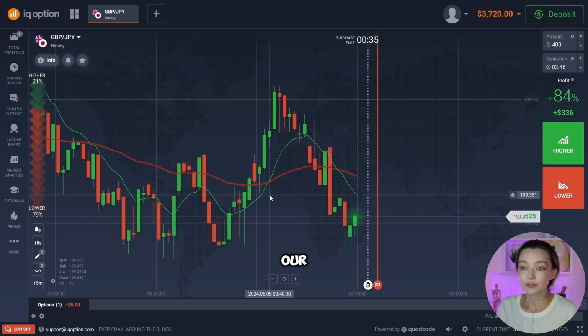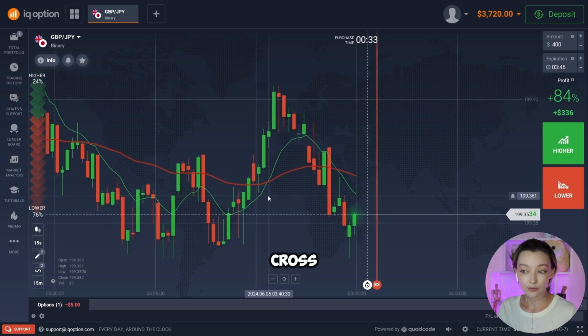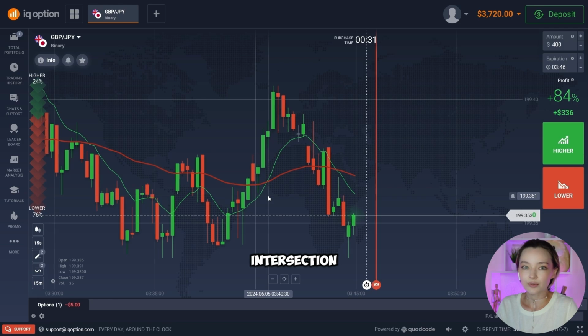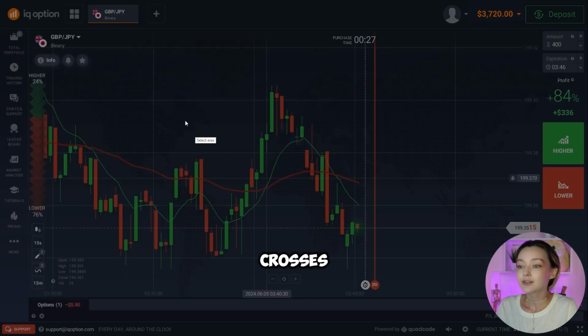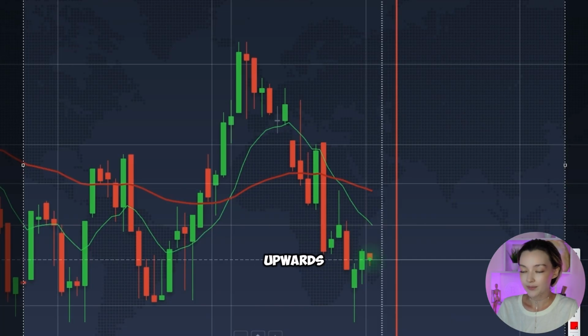However, the direction of our further trade depends on the way the lines cross. Let's take the intersection right here as an example. If the green line crosses the red one upwards, it indicates growth. So we basically want to enter upwards. And if the green line crosses the red one downwards, we place a trade downwards, obviously, just like here.